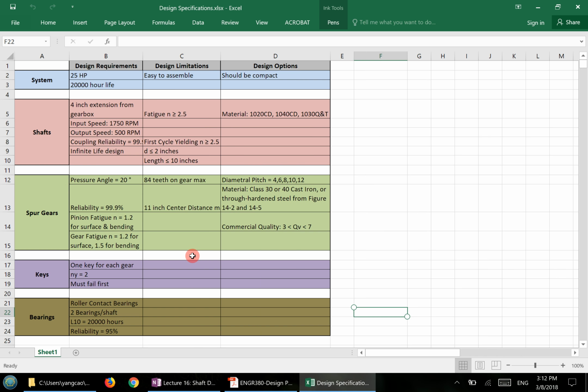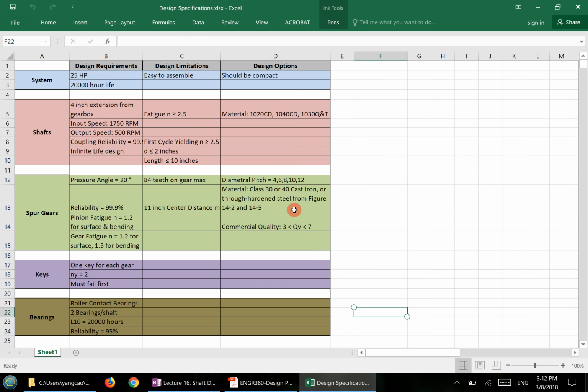But for now, you can very well start the shaft and the spur gear design parts of the project already. There is an Excel template given for the spur gear. You can use that template to help you do the computation, right?